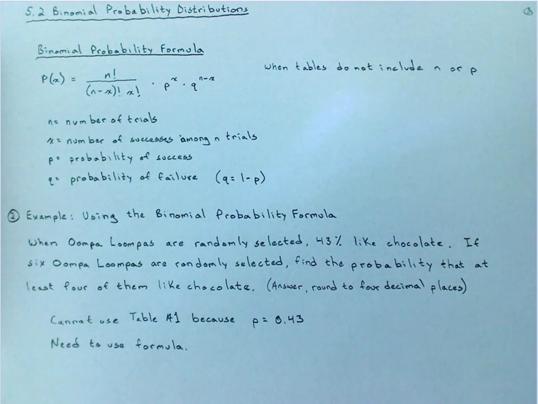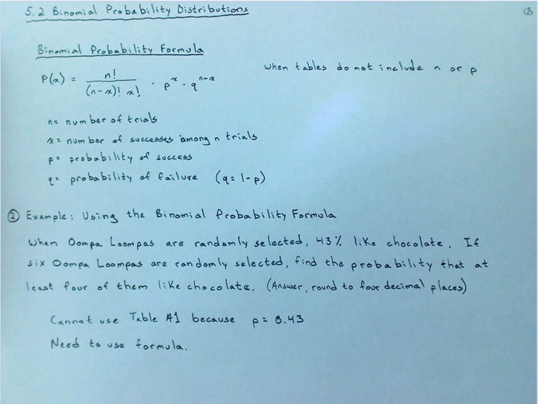Within our binomial probability formula, n equals the number of trials. X is the number of successes among those n trials. P is the probability of success, and Q is the probability of failure. If you add P and Q together, success and failure, because we're dealing with the binomial probability distribution, it equals 1. You either have success or failure. So to find Q, you simply say 1 minus P.